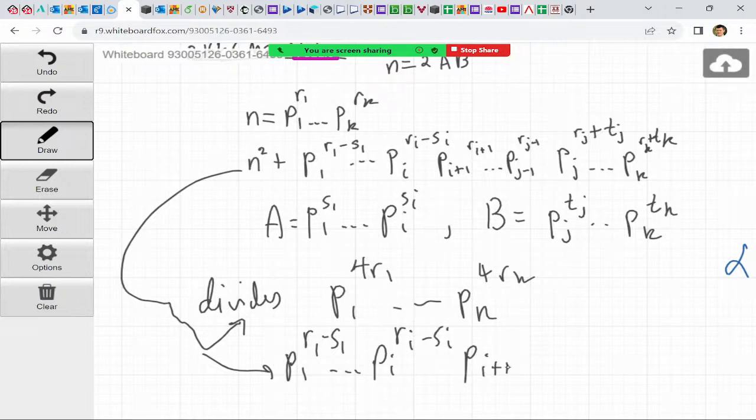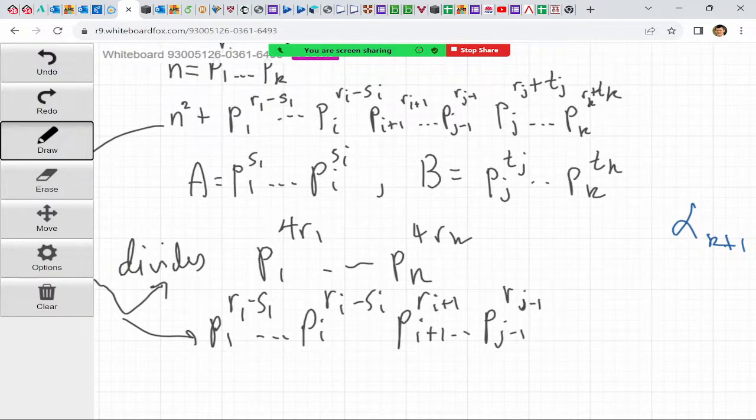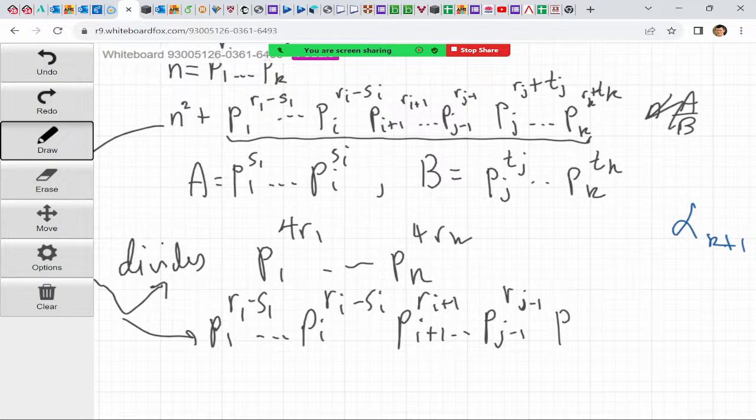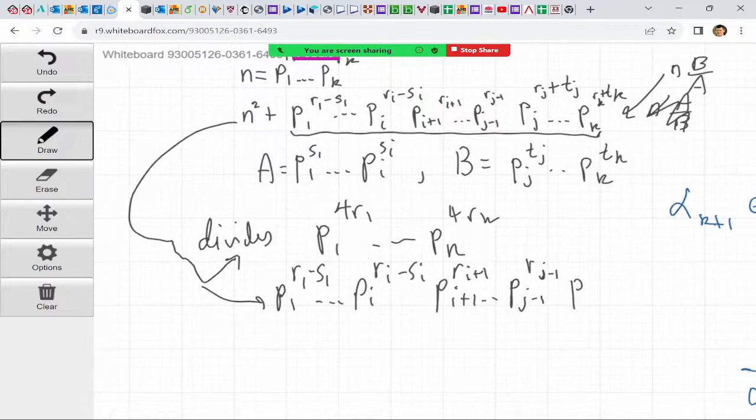Pi plus 1 all the way up to Pj minus 1. A and B are co-prime, and then you have just a bunch of Rj. So basically all of this is a common factor, right? You can call this N times A over B, or N times B over A. And that entire thing is a common factor, okay?